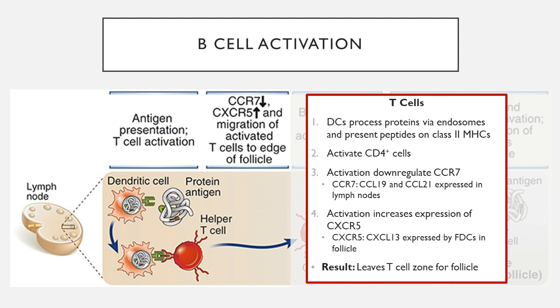So T cell activation, we already kind of know, right? Dendritic cells process antigens via endosomes. They digest the proteins and display the peptides on class 2 MHCs. This activates the CD4 plus cells.